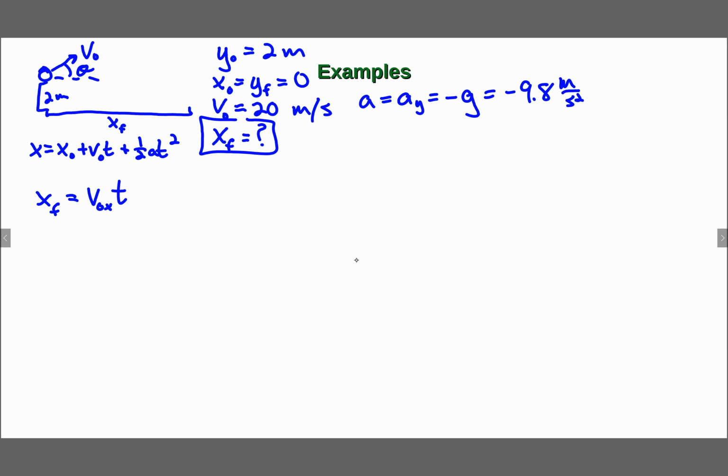But then when we look at the y direction, remember we chose our coordinates so that y final was 0. But y naught is not 0 this time. It's some height above the ground. Alright? Plus v naught y t. And then remember our acceleration is down. And we chose a coordinate system like this. X horizontal, y up. So we have minus 1/2 g t squared.